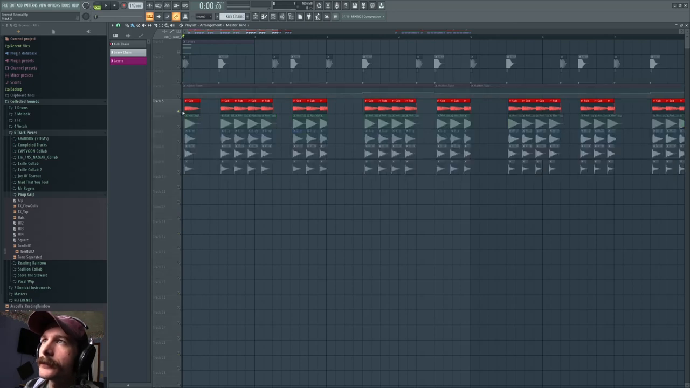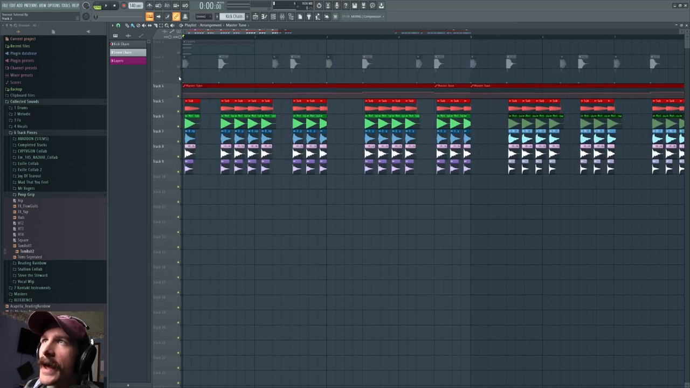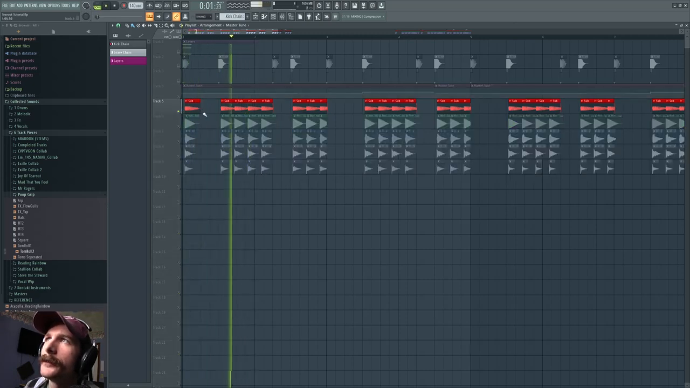So, we have 5 layers here. The sub, which is kind of like a little stabby, distorted triangle, I think, with some noise on it, making a little stab.